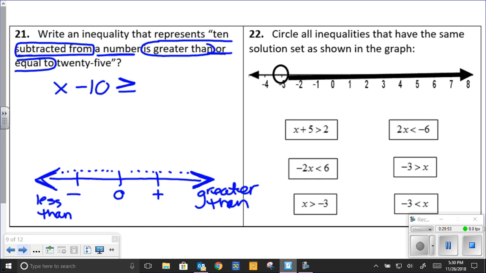Remember, or equal to means I just have that line underneath. And this is my other number, 25. So that's my answer there.